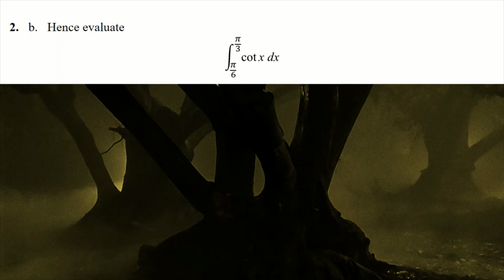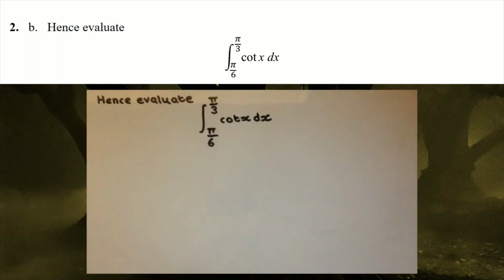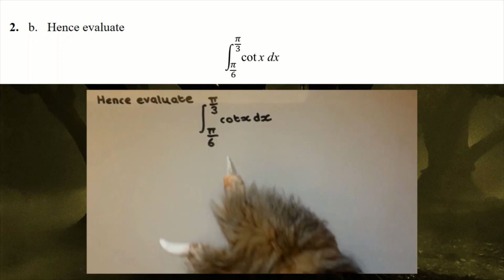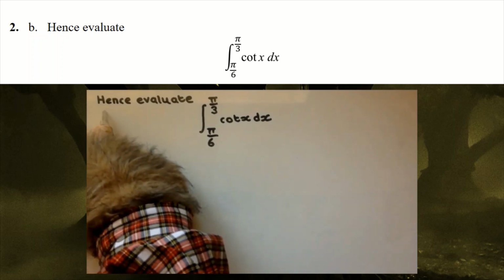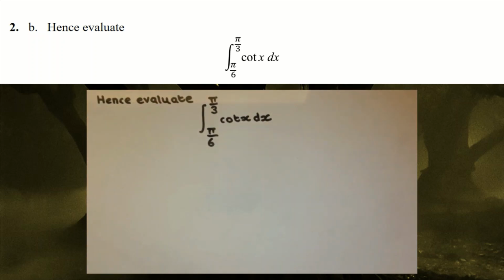Next, we're going to apply the previous result in question 2a to evaluate cot x integrated between pi over 6 and pi over 3. Please pause the video and have a go. Okay, and let's have a look at the solution. In typical fashion, we are now asked to integrate a definite integral from pi over 6 to pi over 3. We have the antiderivative already, and obviously we're going to use the previous result. It says hence here. I've written out the question just to really emphasize this.